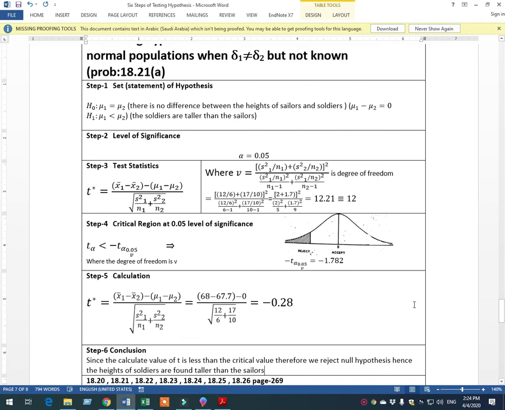So the final case would be, we have done so far 3 cases of the t distribution. Now we will be doing the final case of the t distribution in the next video.